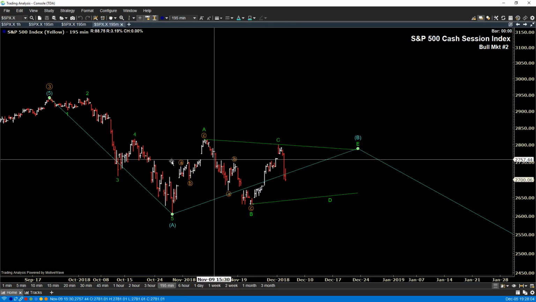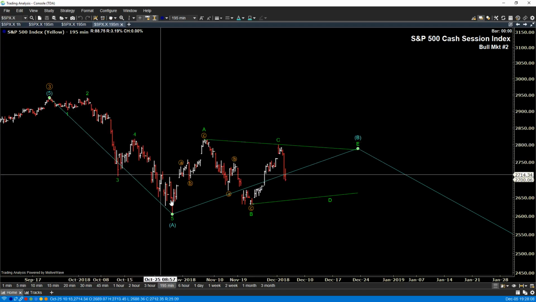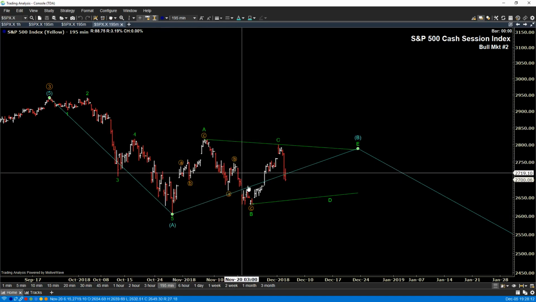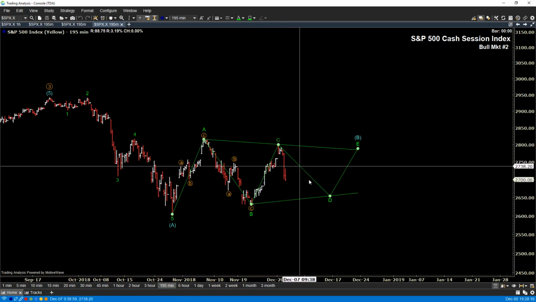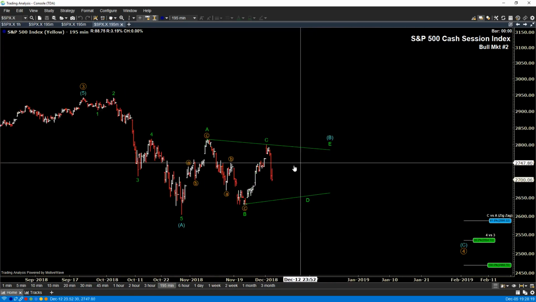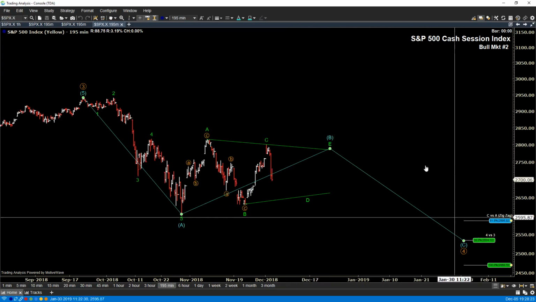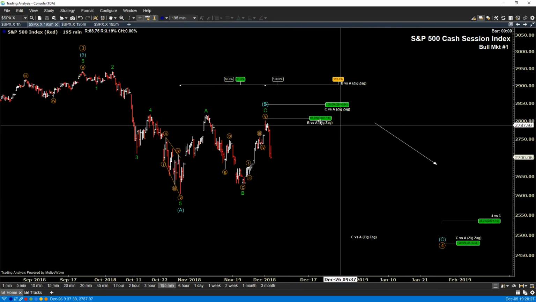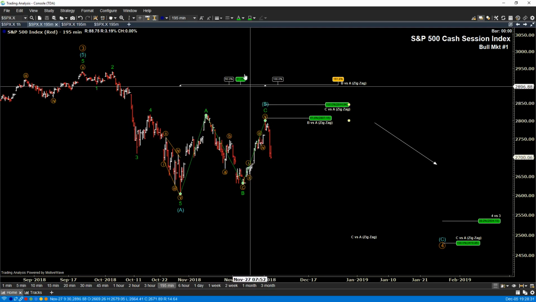turns this B wave into a triangle, just as we looked at in the example. 5 down of A, 3 up of A in this triangle, 3 down of B in the triangle, up in C, down in D, up in E. So we're dropping in either D of a B wave triangle before a 5-wave decline of C, or we're simply dropping in wave 1 of C, and this B wave was simply a flat.